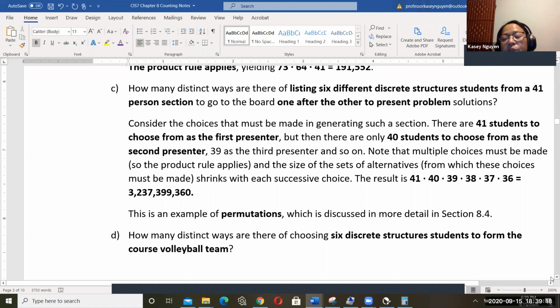So what you see here is an example of permutation. And we would also expand on this again next week. But this is the basic at the beginning, just looking at counting. Now for the next one, we were asked to choose 6 students to form a volleyball team.